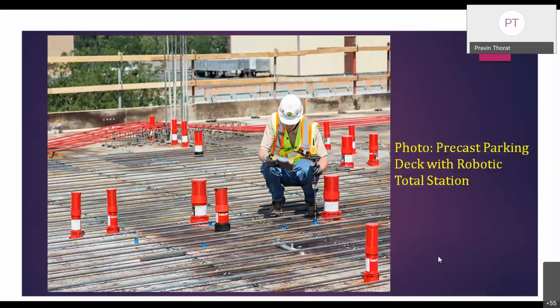This figure shows a precast parking deck with a robotic total station. In this photo, we can see an operator with an operating device and a prism. This will be operated from point to point by the total station. This is the example photograph shared here. We can use the robotic total station for cast or bridge construction, and for providing a layout for a building or multi-story building.